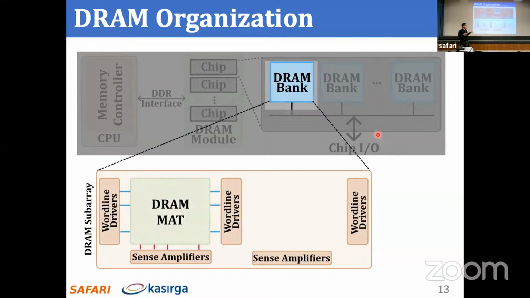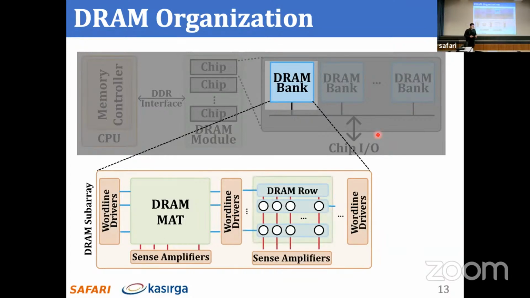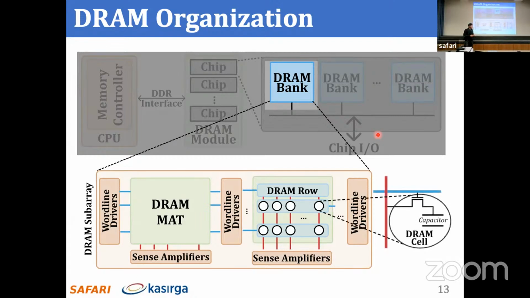Inside a subarray, there are multiple mats. They're separated by word line drivers. Then inside the mat, you see the classic 2D organization of DRAM cells. They're placed in a two-dimensional array, and we call a row of DRAM cells a DRAM row. A DRAM cell looks like this on the right side of the figure, and we will take a deeper look at this.